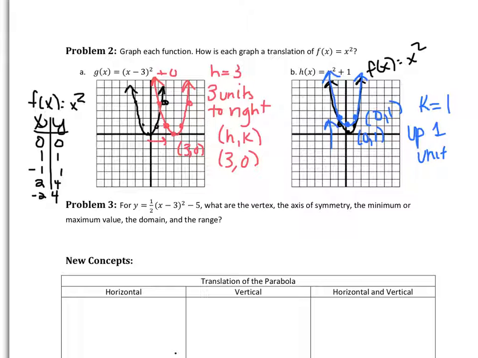Good. HK. H in this case is 0, K is 1. So again, vertex ties into HK, and that's where we're getting that 0, 1. Nice. Okay.